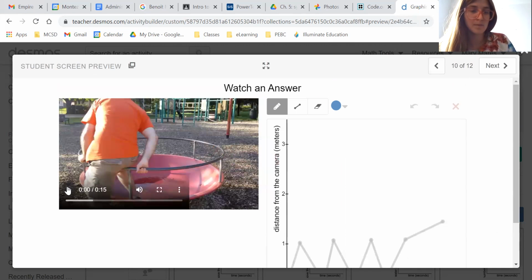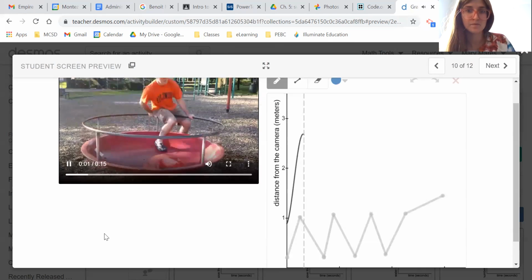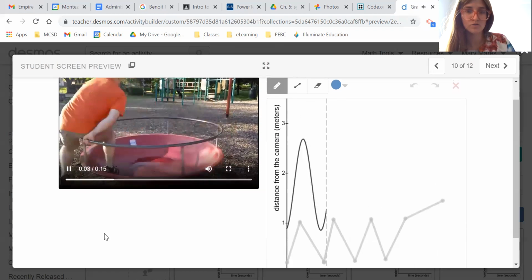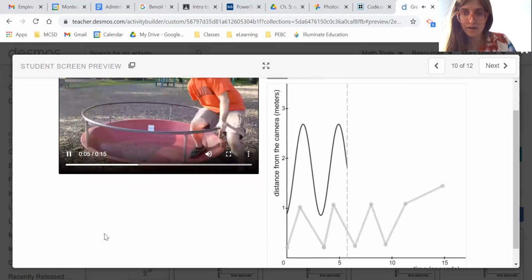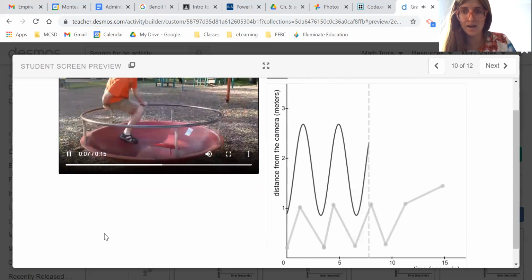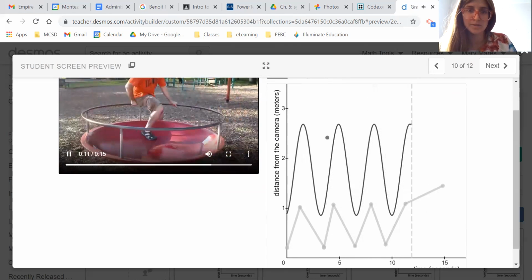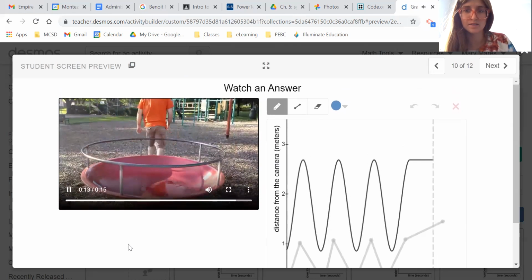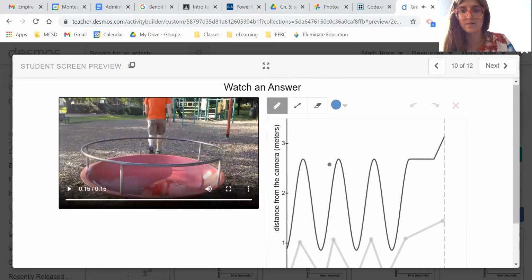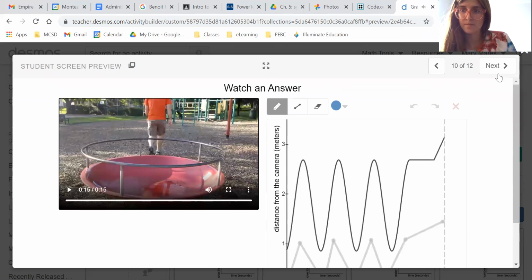Okay, and how about this one? Yeah, so distance from the camera. So I kind of had the right idea, but they were saying he was much closer. And he stopped and then walked away. Okay, how about this one?